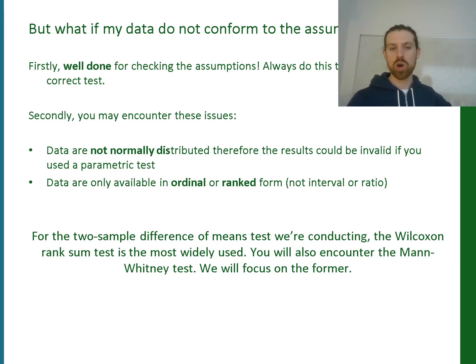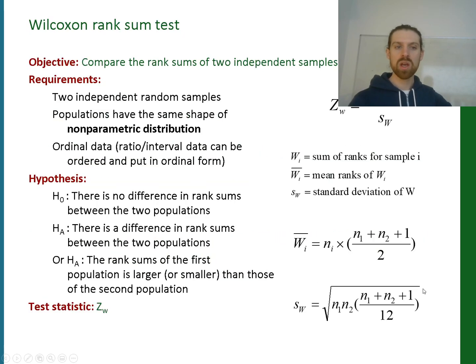But as I say, maybe the data aren't normally distributed, or maybe the data we have are only ordinal or ranked, and therefore we may need to think about a non-parametric approach that we could use to make some sort of statistical analysis of the data that we've got. Okay, so one way to do that would be to use the Wilcoxon rank sum test. That's one of the most widely used, but we could also use the Mann-Whitney U-test. Okay, so we're going to focus on the former now. So the Wilcoxon rank sum test.